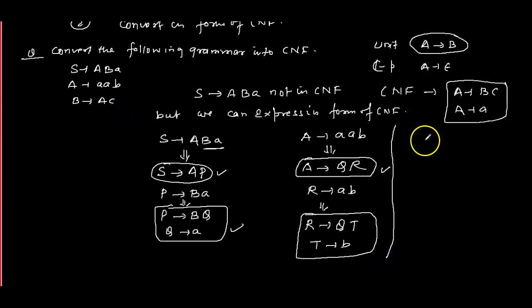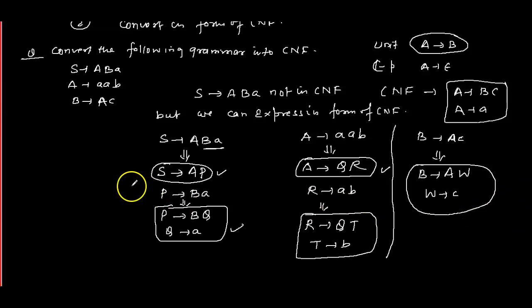Similarly, the last one, B derives AC. This C is a small c, and this A is capital. So this is not in the form of CNF. If this were a capital C, it would already be in the CNF. So this is small c. So we can write B derives A as it is, and for c, you can write some other name. P, Q, R, S, T I have written here. Let's consider W, and W is small c. So this is in the form of CNF.